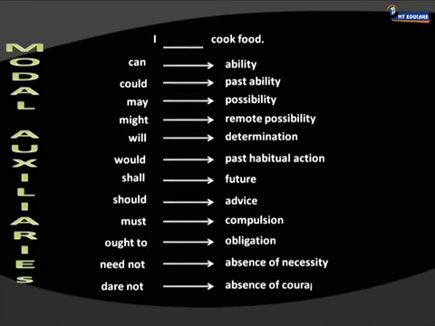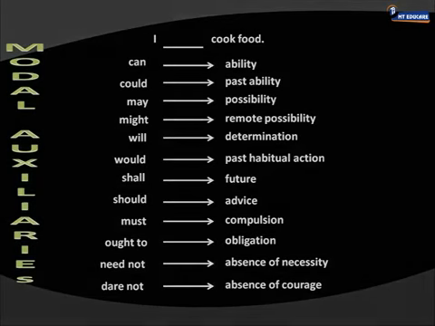Just see, children. I cook food. But every modal auxiliary we used brought about a change in the sentence, a change in meaning. In other words, it changed the mood of the verb cook. Can cook, could cook, may cook, might cook. That is why these auxiliaries are called modal auxiliaries. Note the pronunciation: modal auxiliaries. It actually comes from the word adjective of mood, modal auxiliaries. Right. Now, I'm sure you have understood what modal auxiliaries are.